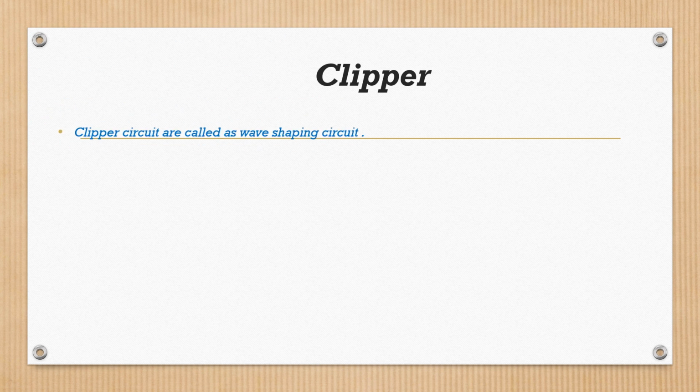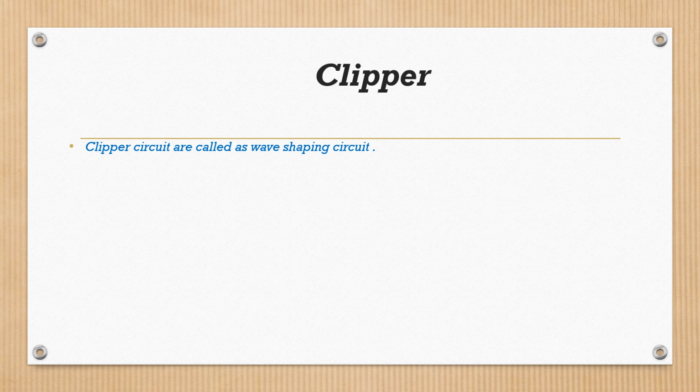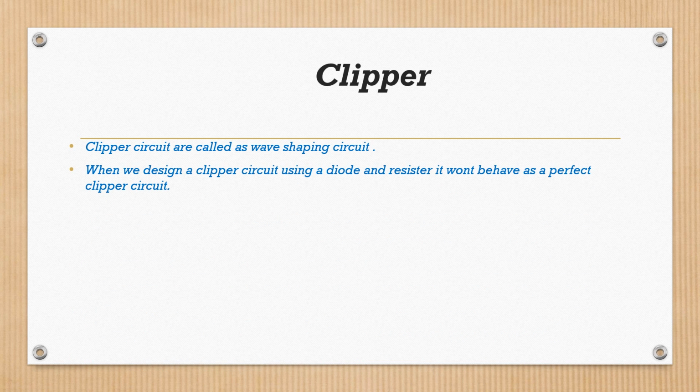In this video lecture, we are going to see about clipper and clamper circuit using operational amplifier. Basically, what is a clipper circuit? Clipper circuits are called wave shaping circuits. In this slide, I designed a clipper circuit using diode and resistor. This type of clipper circuit is called a passive clipper circuit. When we design a clipper circuit using diode and resistor, it won't behave as a perfect clipper circuit.